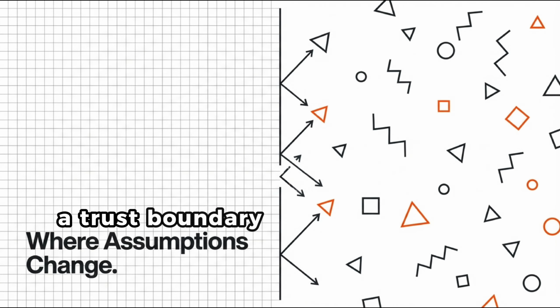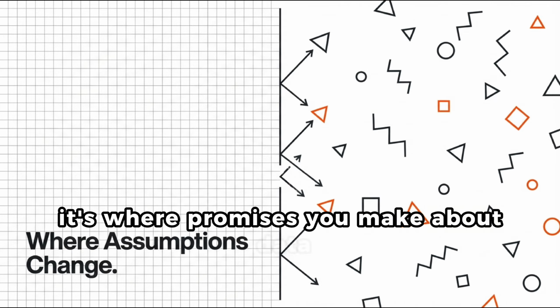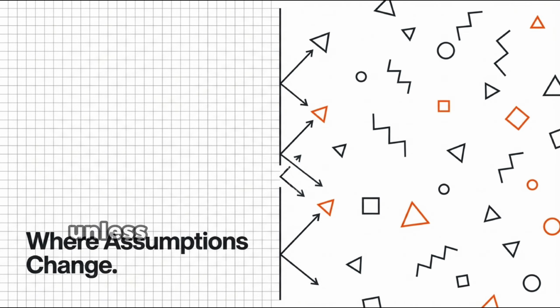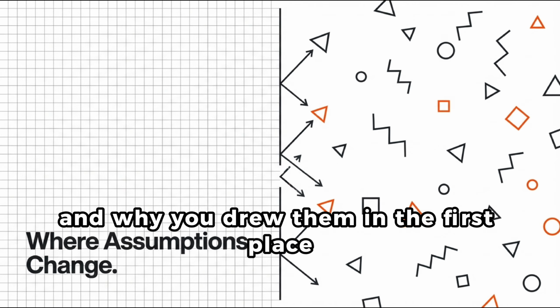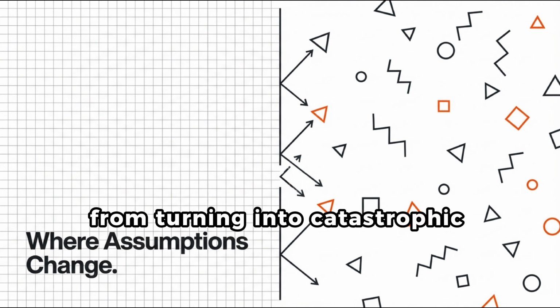A trust boundary is the place where assumptions change. It's where promises you make about data, identity, and privilege stop being true unless you explicitly enforce them. And understanding where those lines are and why you drew them in the first place is the single best way to stop small mistakes from turning into catastrophic failures.